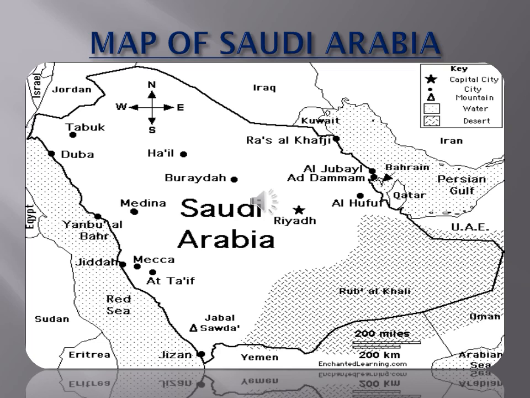Then you can see the triangle. It represents the mountains in Saudi Arabia. Then you can see the water, where the water is available, in the left part. Then the desert areas you can see in the picture here on the right side, Rub' al Khali. You can see the desert area there. It is shown in the map inside the box and it is marked as a desert.